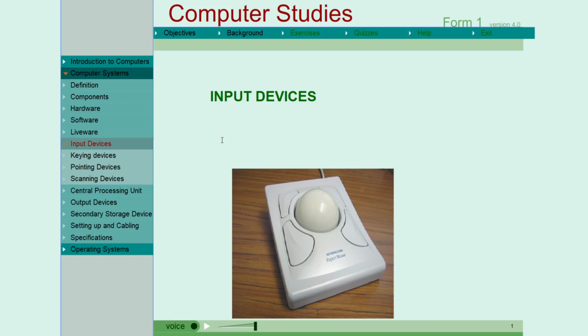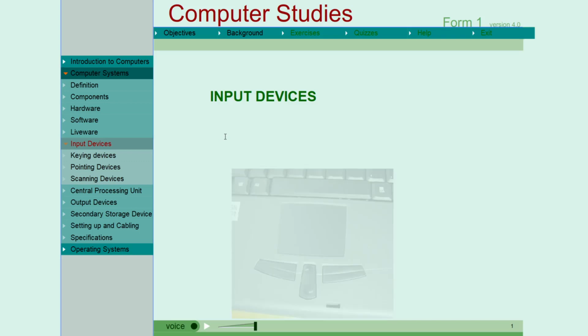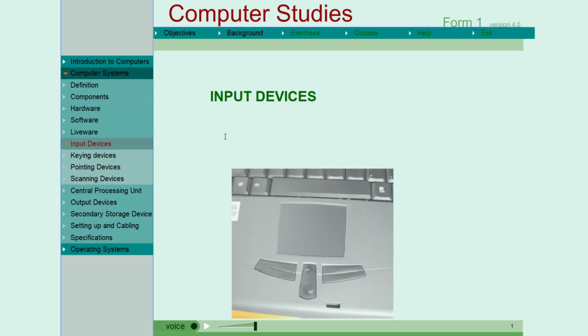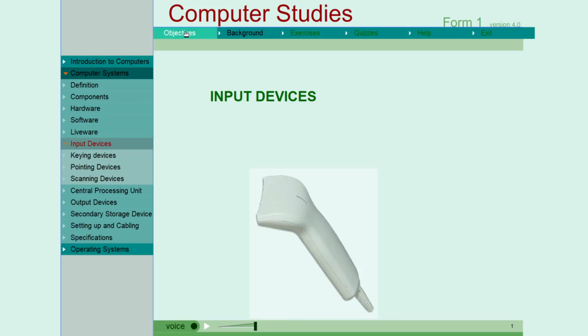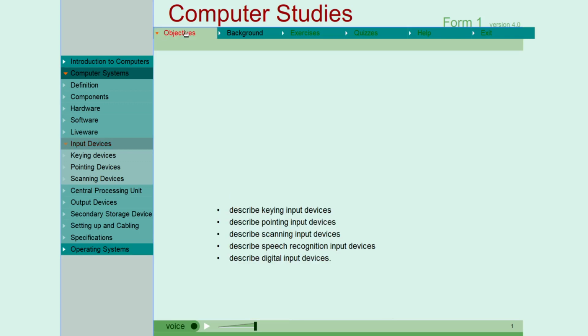Input devices that are used commercially, for example, by banks, postal services, and supermarkets, must be able to read and capture large volumes of data very rapidly. By the end of this lesson, you are expected to describe keying, pointing, scanning, digital and speech recognition input devices.